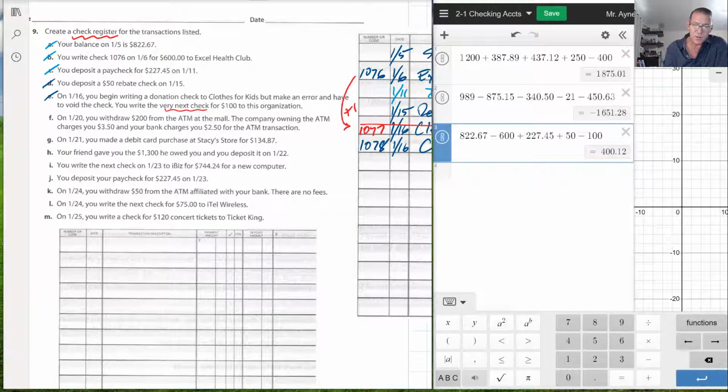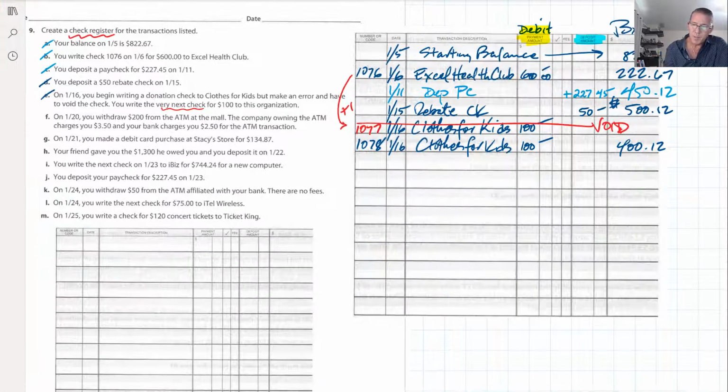There are a couple of different ways you can keep track of this. If you want to separate it, you've got this ATM withdrawal of $200, and then you have an ATM fee of $6. Or you could have just written this as one transaction of $206. So it's totally up to you. If you want to keep track of what's going on, you can separate it or you can combine it.